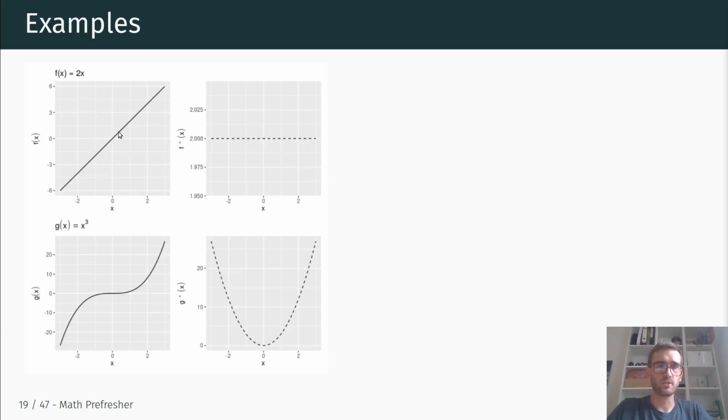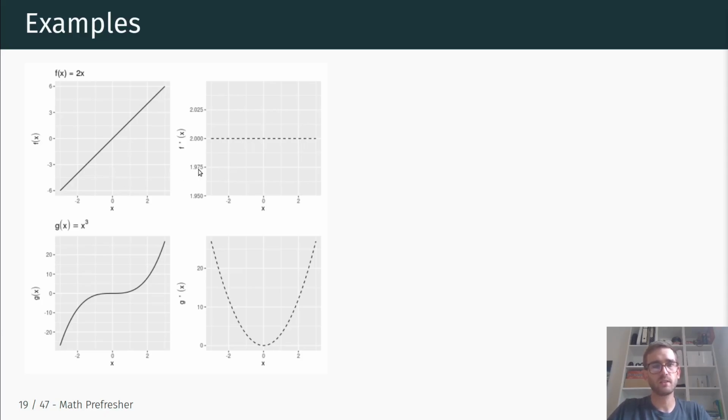So here are two different functions. In the upper left, we have f of x equals 2x. That's a linear function, and that basically describes the straight line where with every 1 unit increase in x, f of x increases by 2, right? So if I increase x from 0 to 1, then f of x increases from 0 to 2. And this is constant across the entire range of x, right?